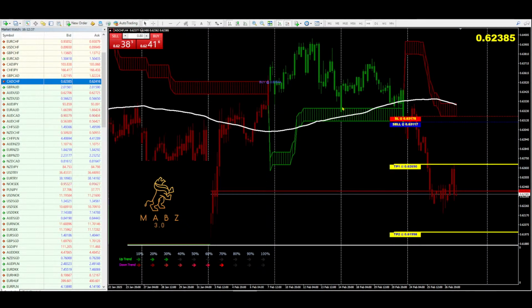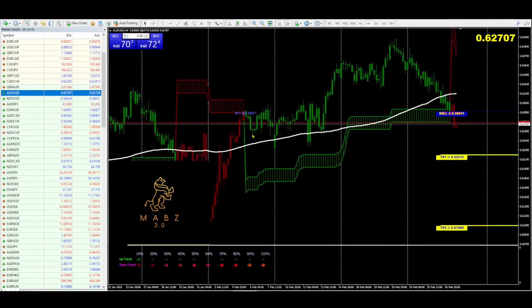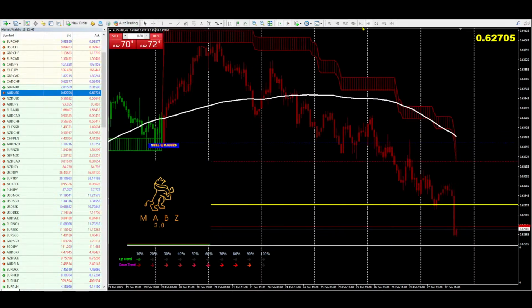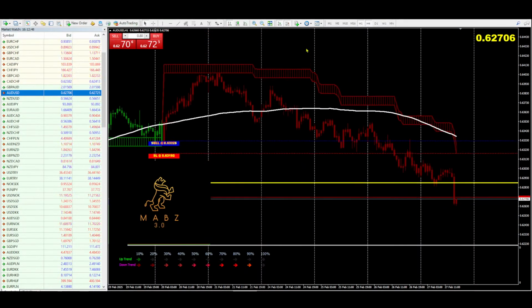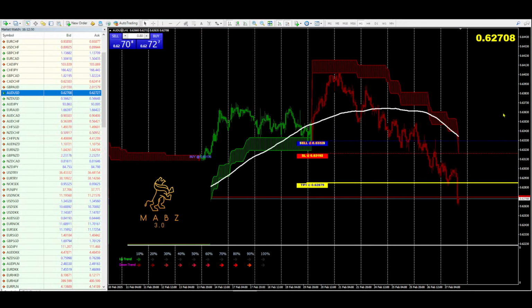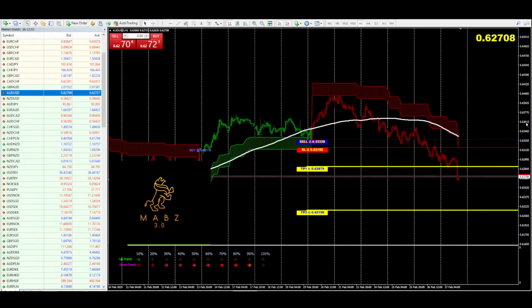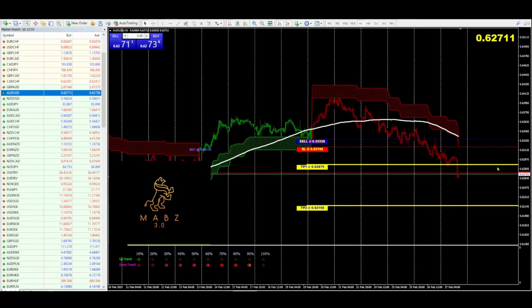Okay, CAD CHF is going down. Okay, let's move on. AUD USD looks like it's going down, guys. Let me look at the H1 chart. Yep, it is definitely going down. So AUD USD is going down on the H1 chart as well. I would actually jump in on this one.